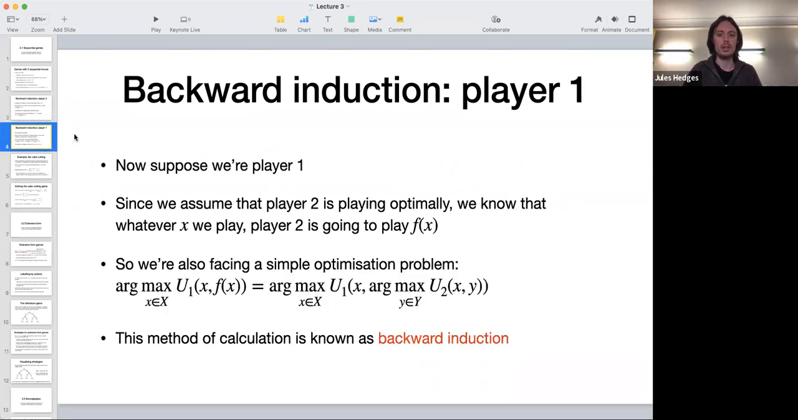So now we can switch perspective and put ourselves in the shoes of player 1. This is why it's called backward induction, because we're starting with the second player and now we're doing the first player.